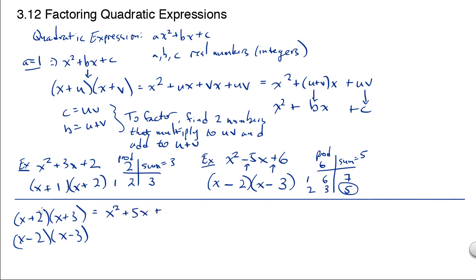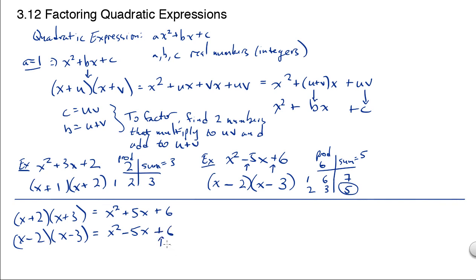Plus 2 times 3, 6. If they're negative, we already see what happens there. You get x squared, negative 3x and negative 2x, right? Negative 3x and negative 2x gives you a negative 5x. They collect to negative 5x. But it's still plus 6 here because they're both the same sign.